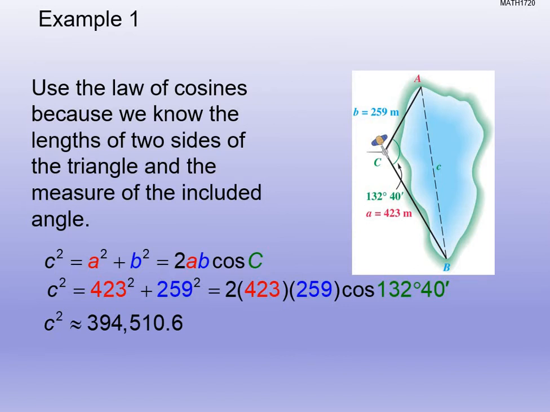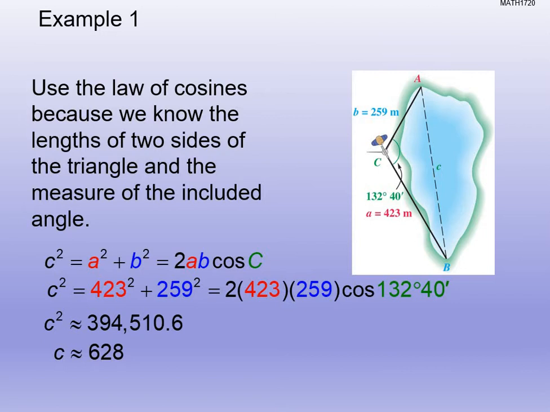When you put all that in your calculator and hit enter, you should get approximately 394,510 or whatever it is up there. Then we have to actually find the value of c, so we square root both sides. So you should get 628. Make sure that you roll through this with your calculator, substituting the values in correctly and actually getting this value.